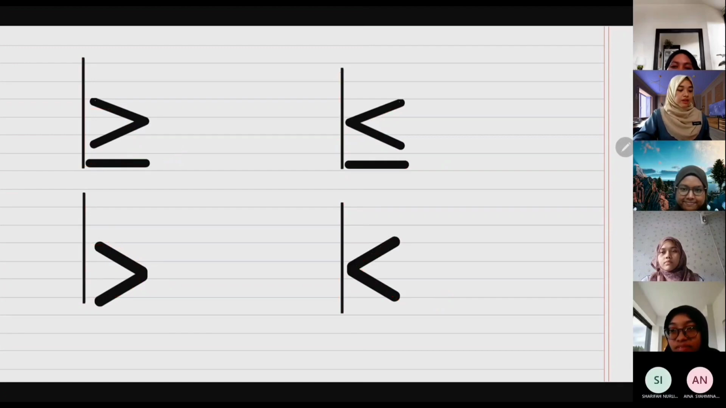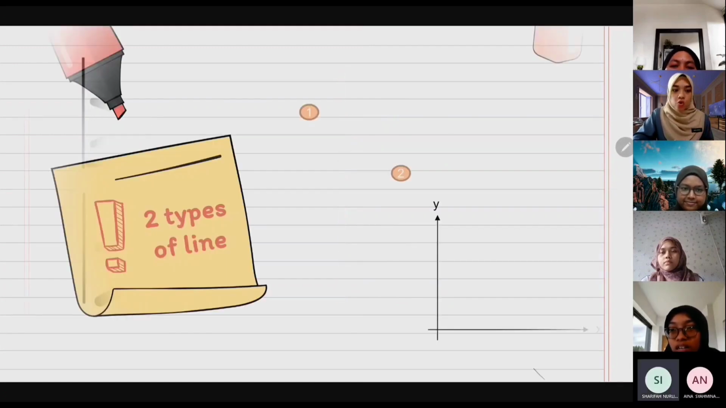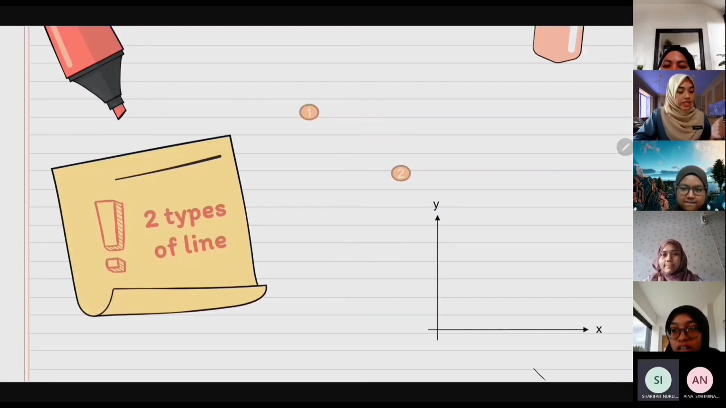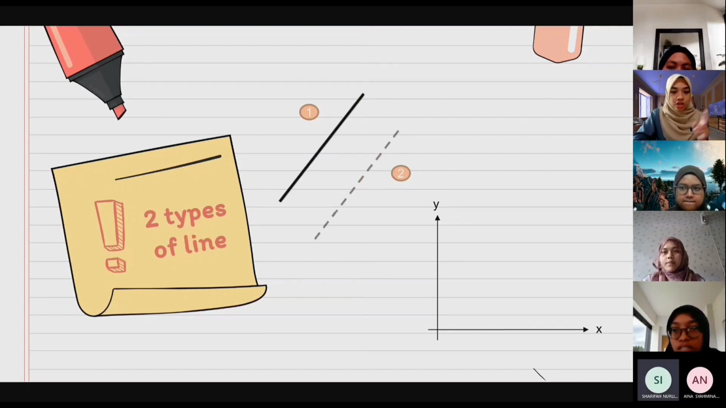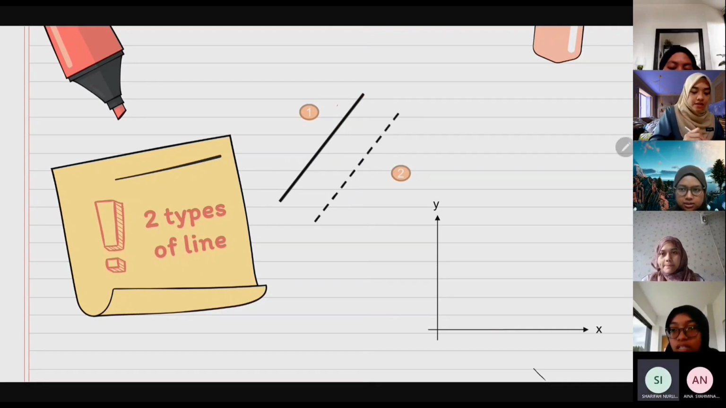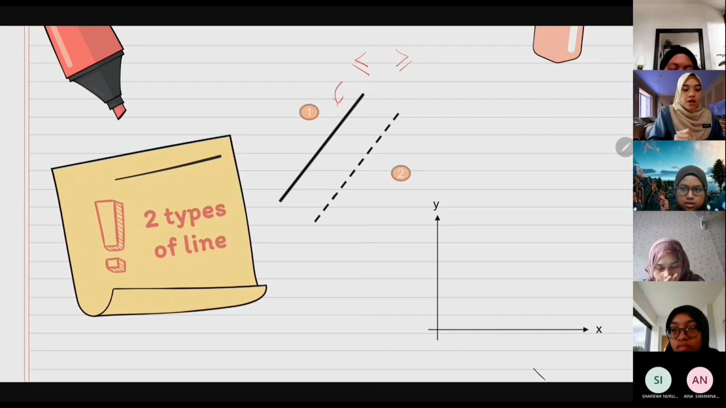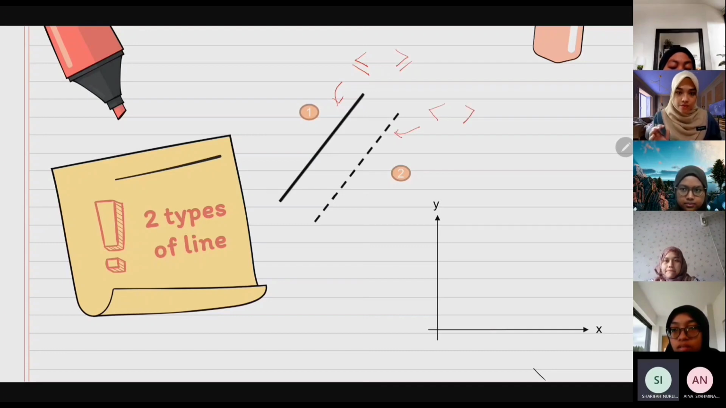All right. So in this chapter also, we have two types of line: the first one is the solid line, and the second one is the dotted line. We use the solid line when we have the less than or equal or greater than or equal symbol. However, we use the dotted line if you have the less than or greater than symbol.